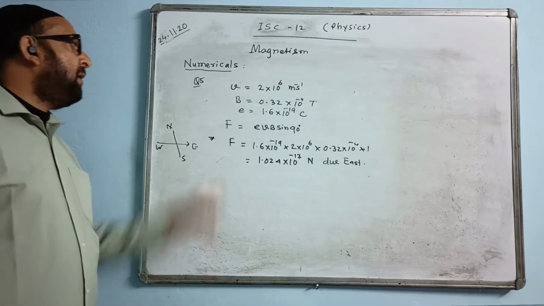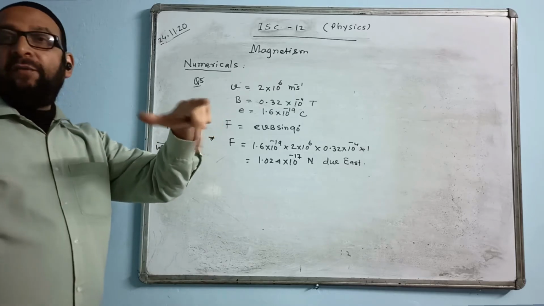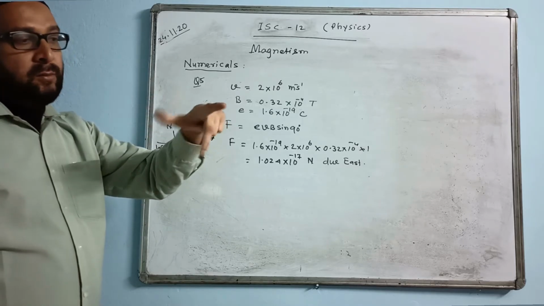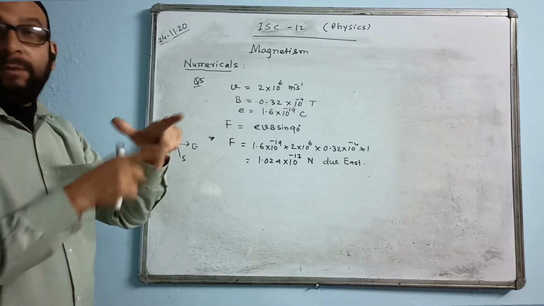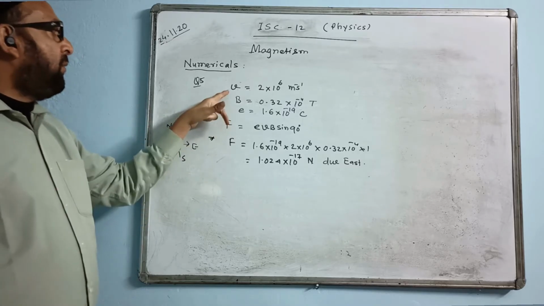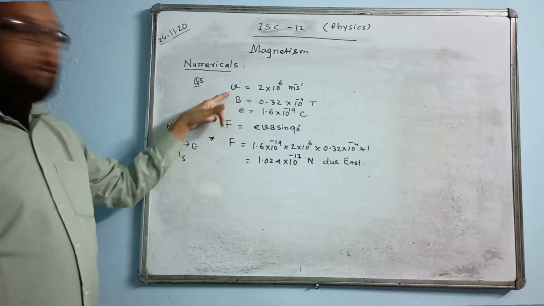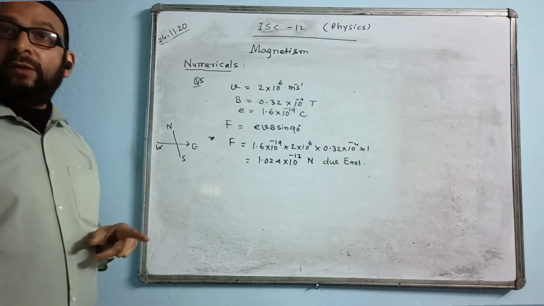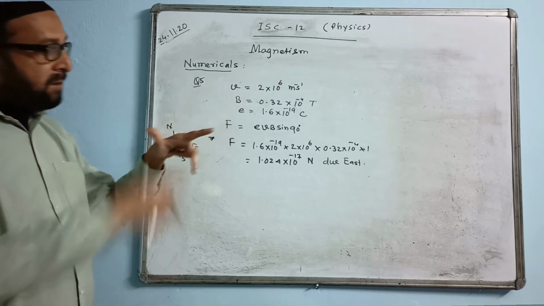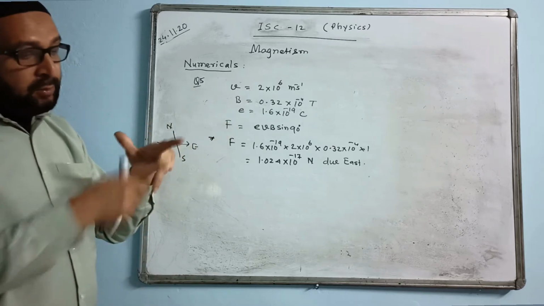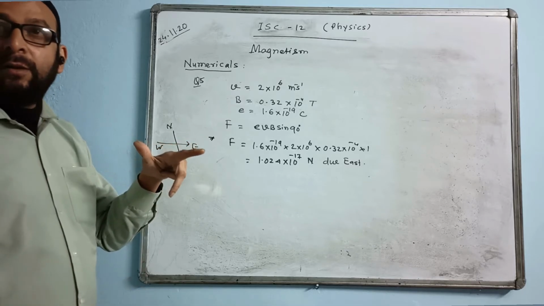Once again, please check. When you keep the first three fingers in this manner, this will be F, B, I. This is the current, remember. The velocity of the electron is upward. The direction of the electron and the direction of the current are exactly opposite. Electron goes up, so the current will go down. You have to keep the current in the downward direction in any situation.